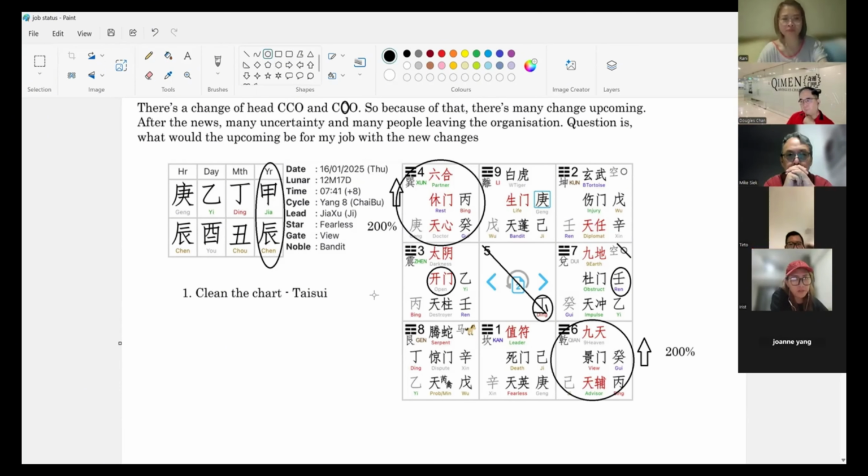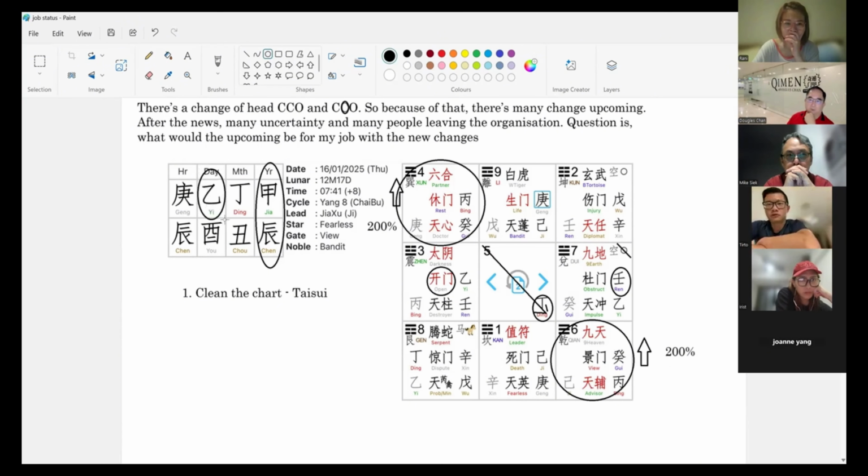What else can we see? We look at the person. Where's the person? In the same box. Why? Because we are looking at the day stem. So the day stem is the person, and the person is like this. Meaning what? This person is probably secretive, a bit of introvertness there, and also a destroyer person.